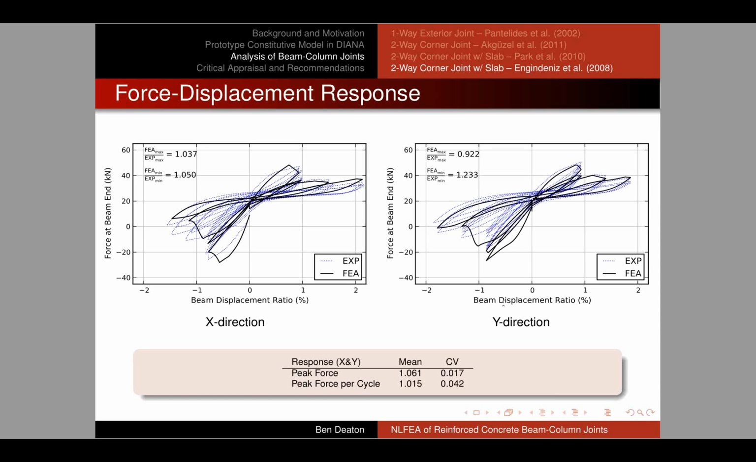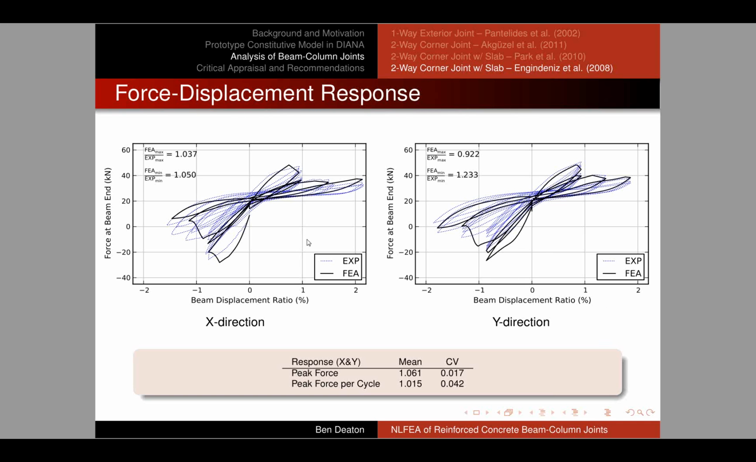So if we take a look at these graphs, we can again see that there's very good agreement between the Diana model and the experiment. The peak force in each case tended to be slightly over-predicted by about 6%. But notice, if we compare them on a per-cycle basis, so if we look at the prediction during every cycle, that the prediction on average is within less than 2% of what was experimentally observed.